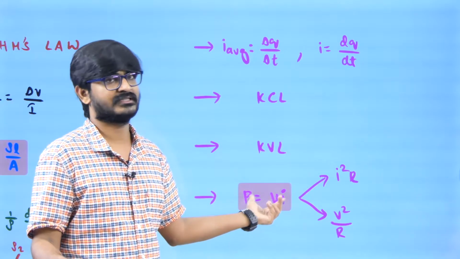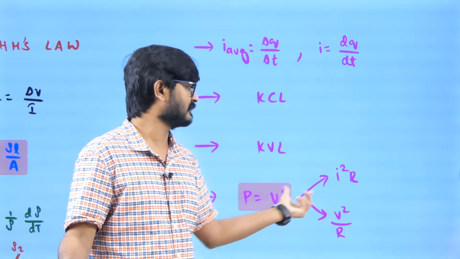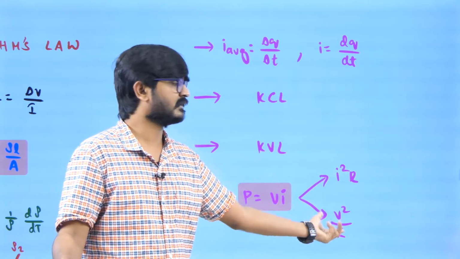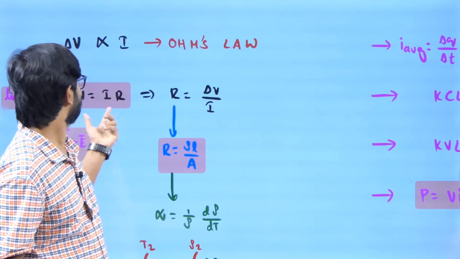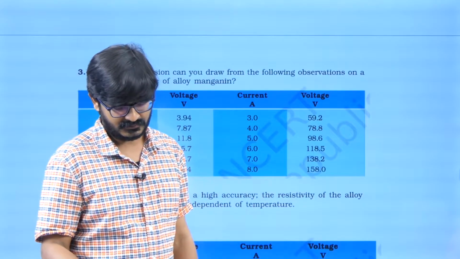So power is the rate of work done, which you will be getting this way. And for a resistor, you can convert the same thing into ohmic resistor, ohmic conductor. You can do it this way or this way by using this part, right? Anyway, so let me go to the question.